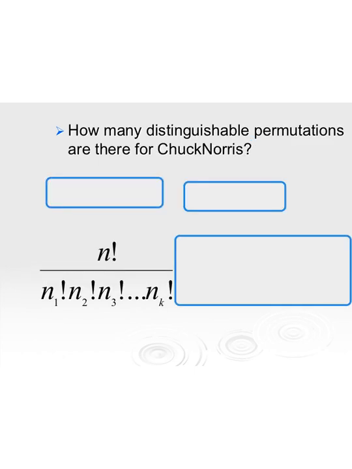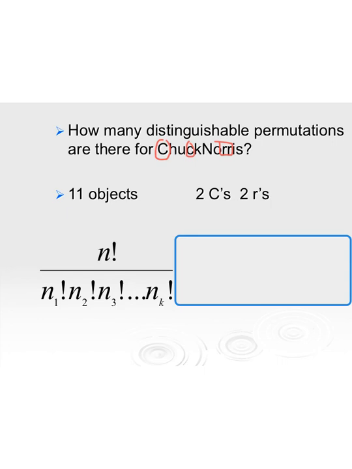For our next example, the question is how many distinguishable permutations are there for the word, or actually the name, Chuck Norris? First thing we want to consider is how many total elements are there, so how many total letters are there? In this case, there are 11. The next thing we need to look at is what is repeating. So I can see that my C repeats twice. I can also see that the R repeats twice. So I want to make sure I consider that there are 2 C's and 2 R's.